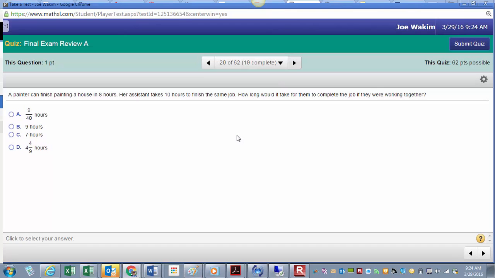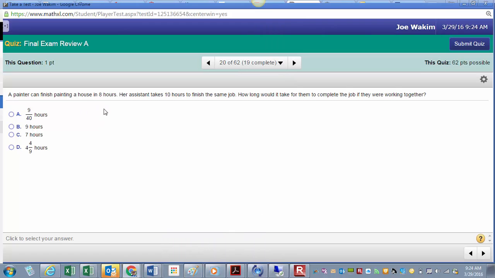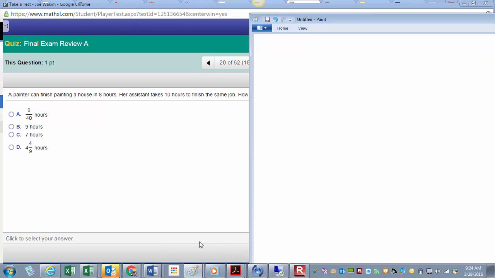Number 20. A painter can finish painting a house in 8 hours. Her assistant takes 10 hours to finish the same job. How long would it take them to complete the job if they are working together? Okay, so that's a typical problem where we have to do per hour. A painter can finish painting a job in 8 hours. In 1 hour, they can finish 1/8 of the job. Okay, this one is not working. Let me get rid of it. Okay.